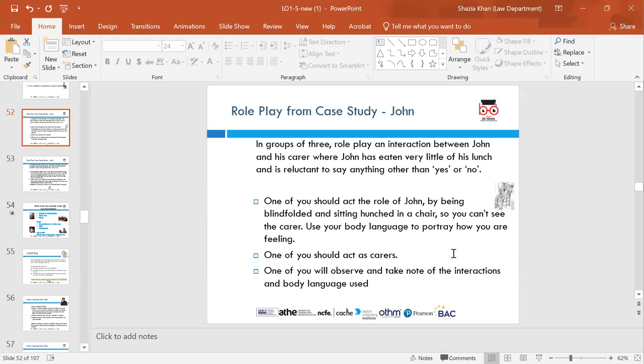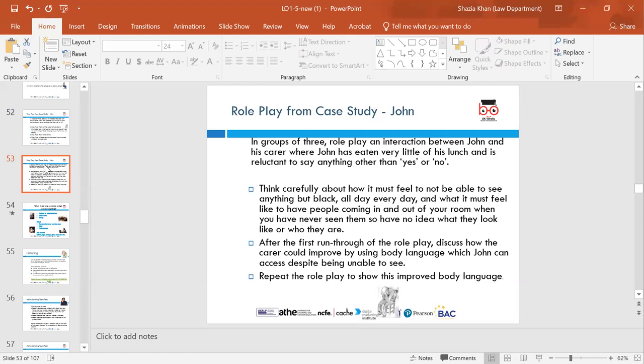So this is something that you can do in your own time in regards to the role play. In groups of 3, play an interaction between John and his carer, where John has eaten very little of his lunch and is reluctant to say anything other than yes or no.